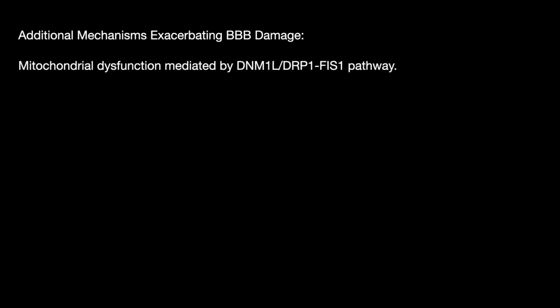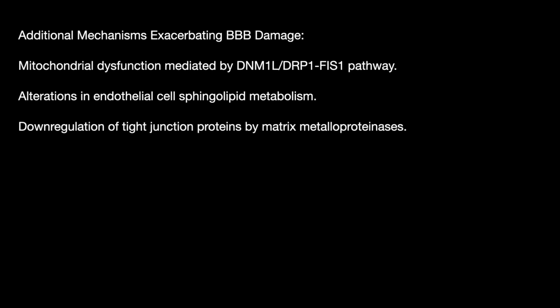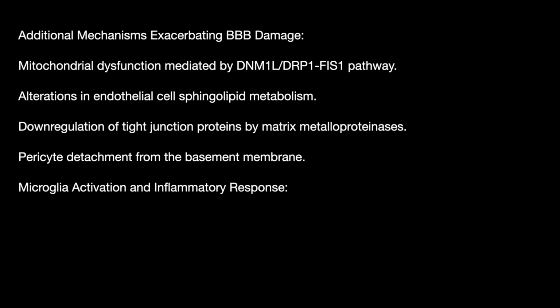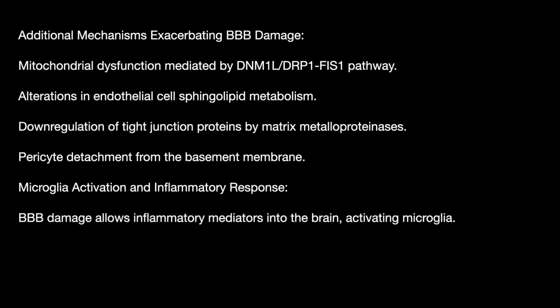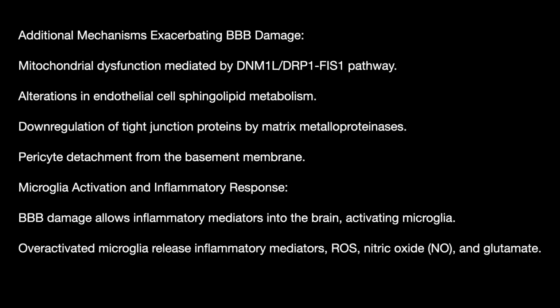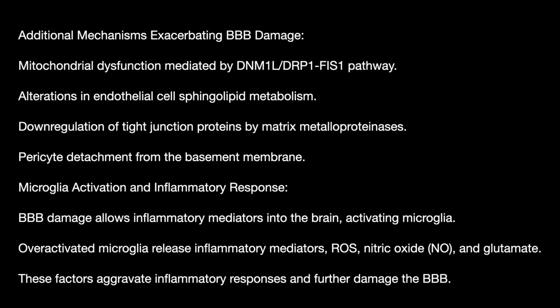So there are some additional mechanisms which exacerbate the damage. That is the mitochondrial dysfunction mediated by DNM1L and the DRP1-FIS pathway. Now, alterations in the endothelial cells' sphingolipid metabolism, downregulation of the tight junction proteins by matrix metalloproteinases, pericyte detachment from the basement membrane, microglial activation and inflammatory response. Blood-brain barrier damage allows inflammatory mediators into the brain, activating the microglia. This overactivated microglia releases inflammatory mediators and causes more inflammation. These factors exacerbate the inflammation and damage the blood-brain barrier further.